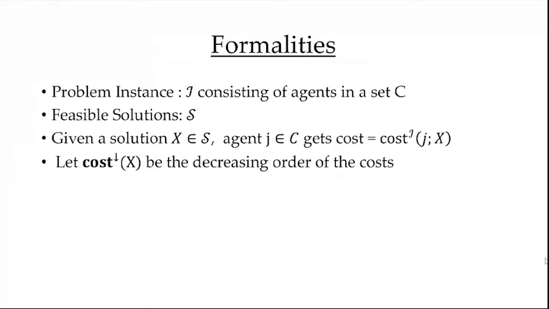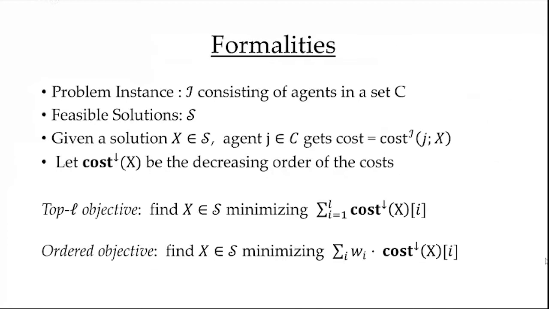So let's just say this feasible set of solutions is calligraphic S. I is an instance. Given a solution X, I get a vector, and this is in decreasing order; given X, the cost with a down arrow is a decreasing order. Just to remind, the top L is the sum of the top L in this decreasing order. And the ordered objective is to find X which minimizes the summation of Wi, where i goes from 1 to N, times cost. OK.